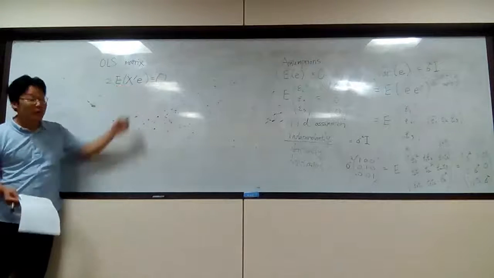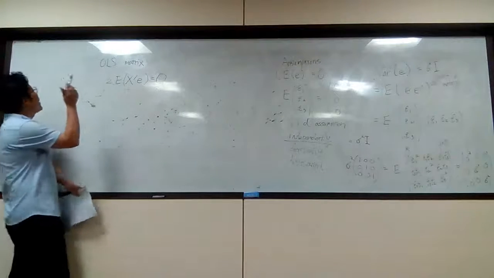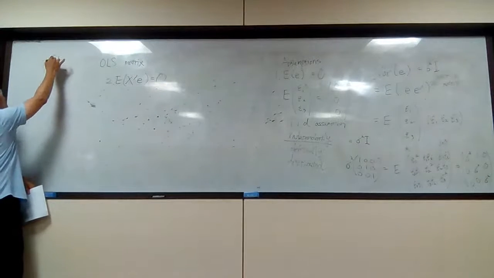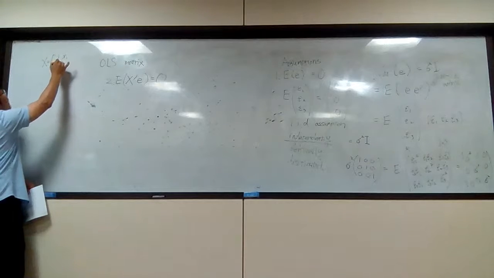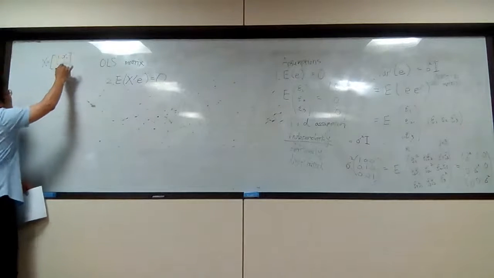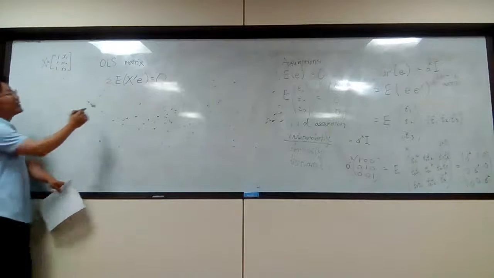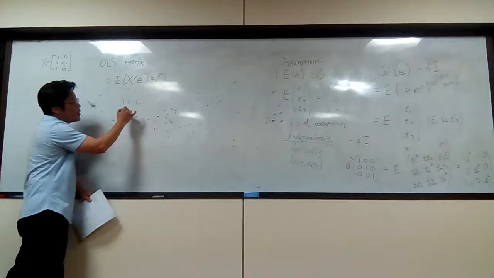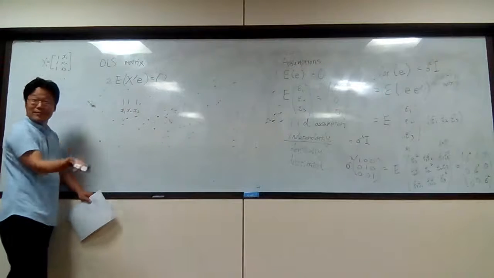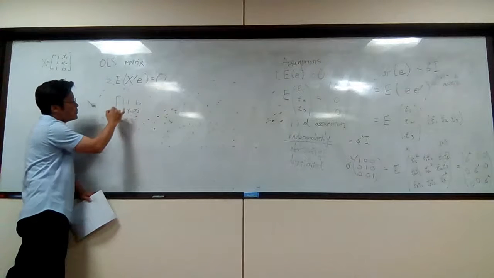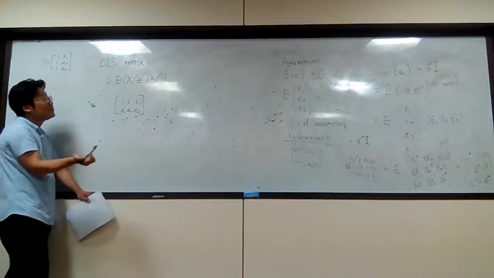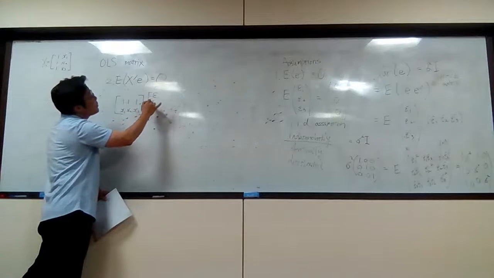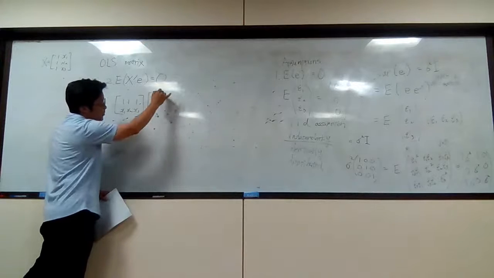X and E. So what is this one? What is our X matrix? Our X matrix is 1, 1, 1, X1, X2, and X3. What is X transpose in this case? 1, 1, 1, X1, X2, X3. This is the X transpose part. This is the epsilon 1, epsilon 2, epsilon 3 part.